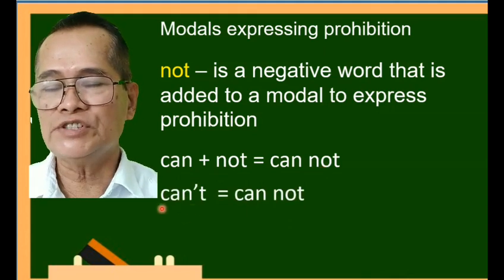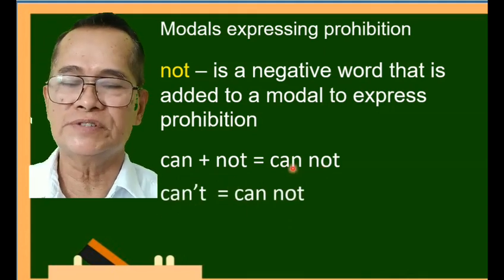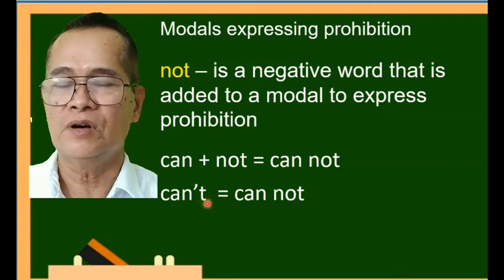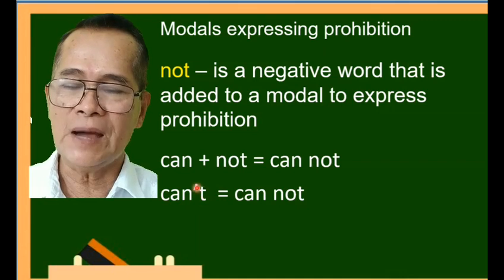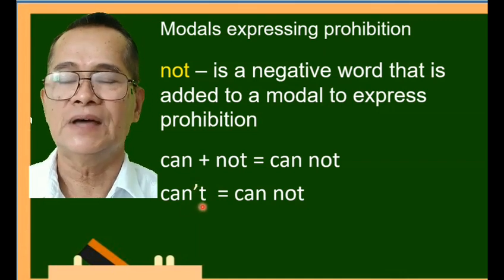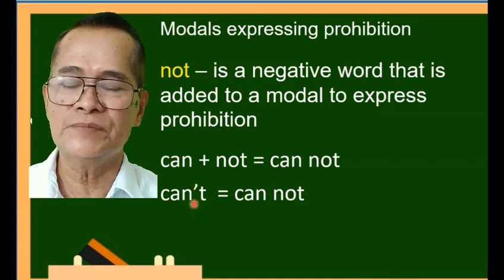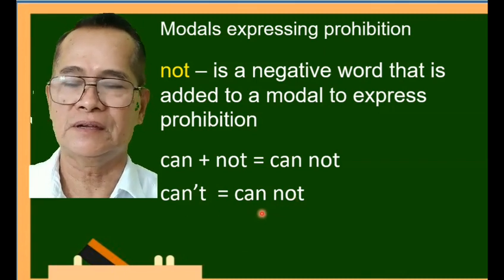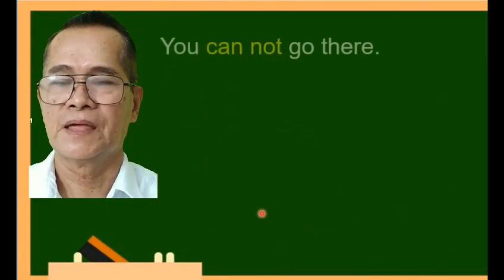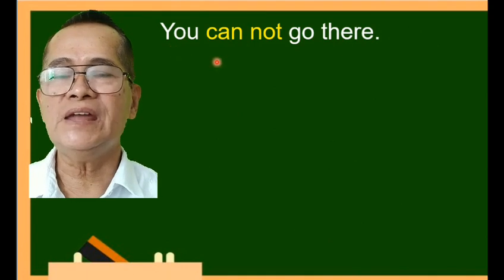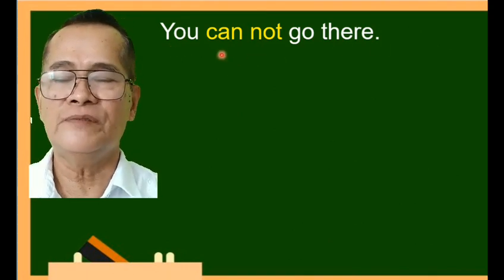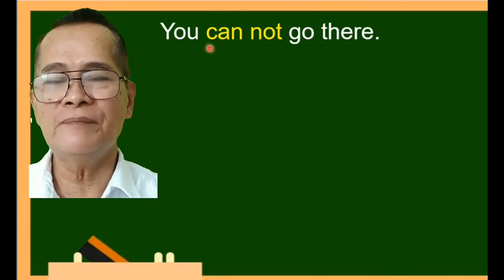Now, we have also the shortened form of the two words cannot. It is can't. This is the contracted form or the shortened form with an apostrophe here. But actually, it is the combination of the two words cannot. But it has the same meaning. Example, you cannot go there. Now, this is an example of prohibition. You are prohibited to go there.